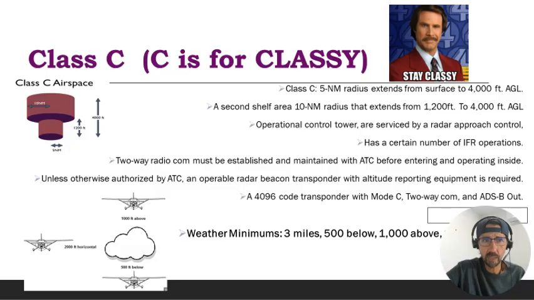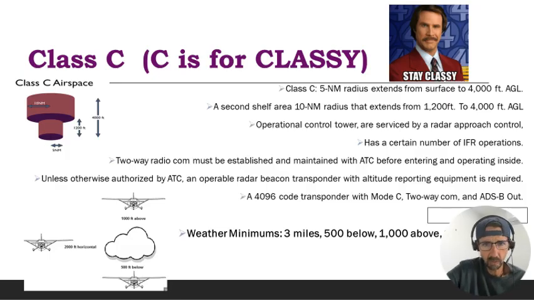All they have to do is say 330 Mike Echo, radar contact. If they say that, that's it. I can come in now, I can continue in. That's one of the important things: I don't have to be specifically asked to come in. Unless otherwise authorized by ATC, an operating radar beacon transponder and altitude reporting equipment is required. So you've got to have that: two-way radio communication, ADS-B.